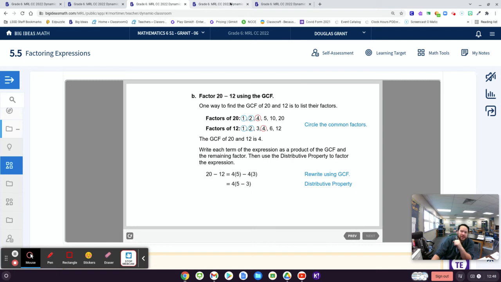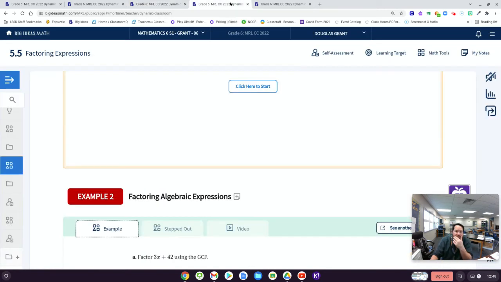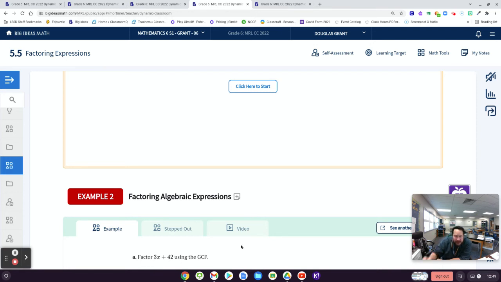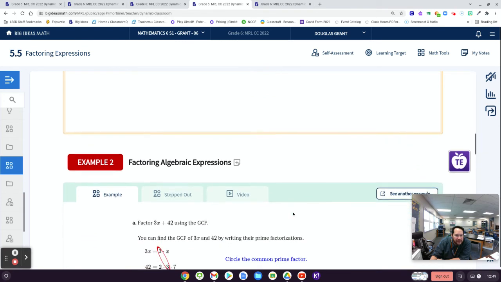And now here's how it works when they're not all just numbers. Sometimes you'll be factoring things that have exponents and variables and other things. So we're going to go over this example right here. If we're going to factor 3x plus 42, we have to figure out the biggest number that goes into 3 and 42. It's 3. 3 goes into 42. So 3 is going to be outside the parentheses.